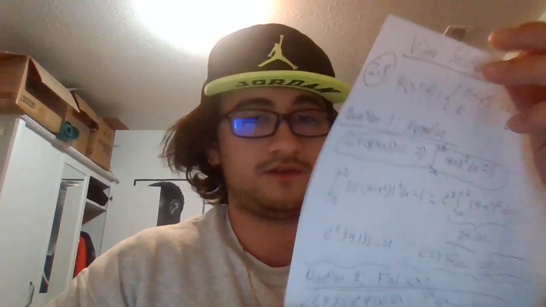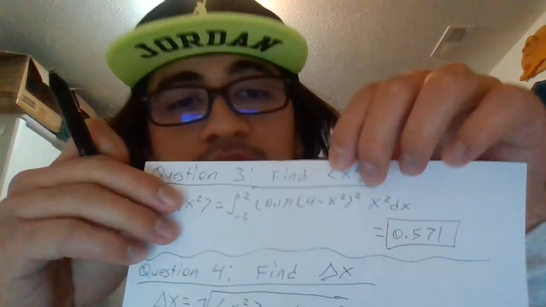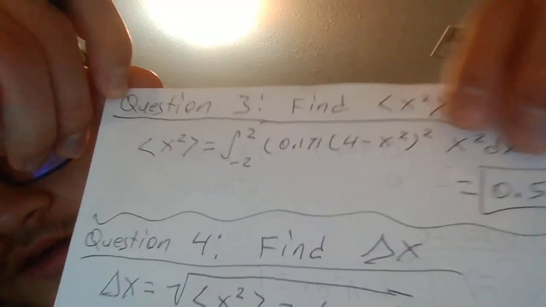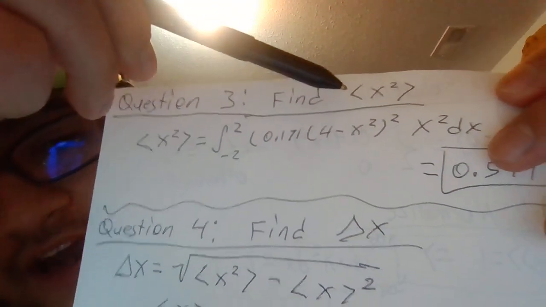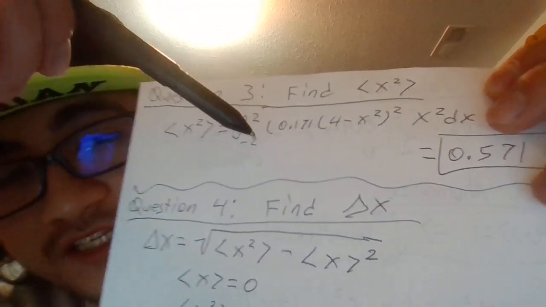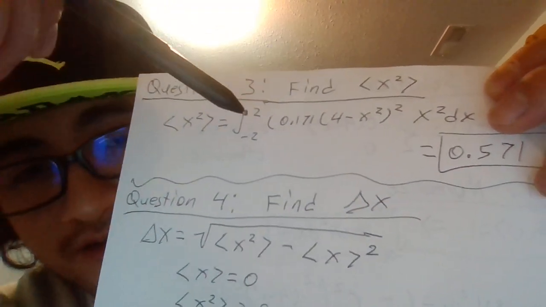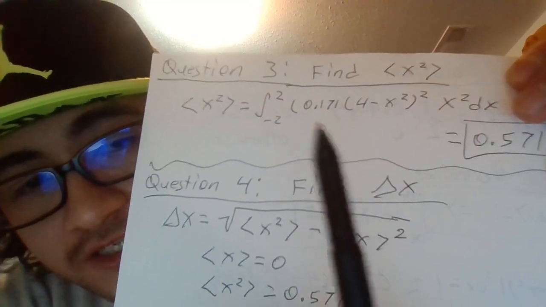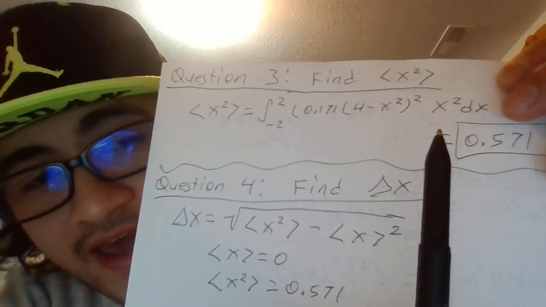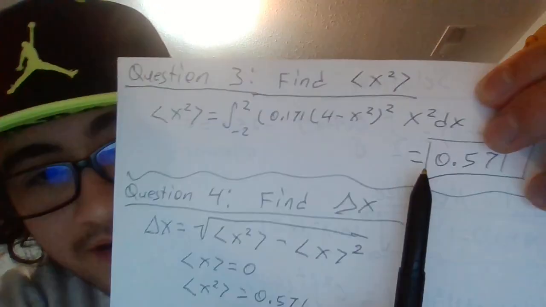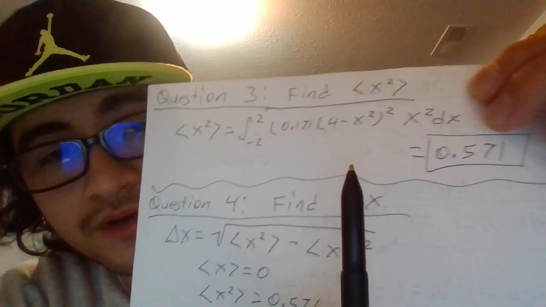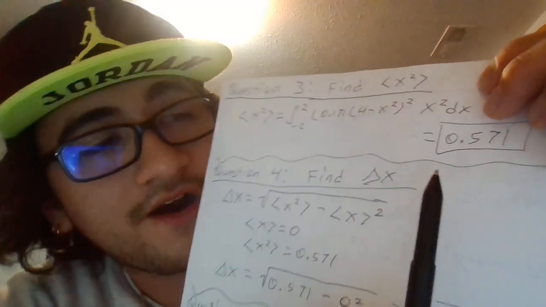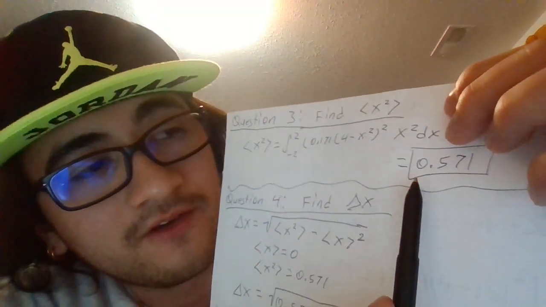Now moving on to question 3. The answer to question 2 is 0. Question 3 is to find the expectation value of x squared. You do the same thing as the last question: you have the wave function squared, but instead of x dx, it's x squared dx. Once again, I put this into my calculator, and you get a non-zero value now, 0.571.